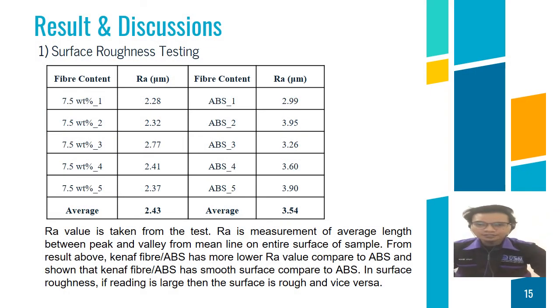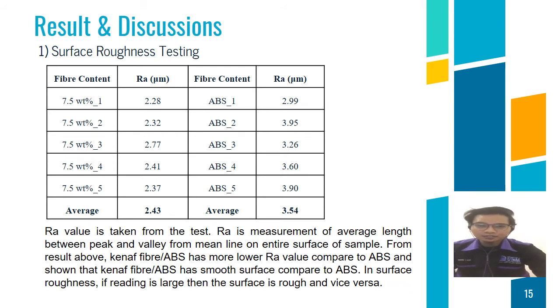Okay, for the result and discussion, we start with the surface roughness testing. This is the data that we get after performing the testing. We have 5 different points at the top of the surface of the product, and after that we calculate the average. This reading is in terms of Ra value.